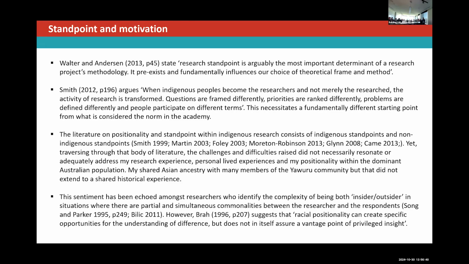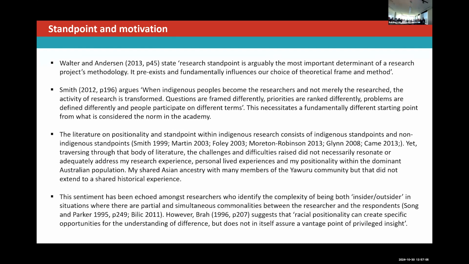But as I was working through my PhD, looking at the various literature on standpoint, none of it really spoke to me, because on the one hand, it came from an Indigenous standpoint, but there was also a large body of literature which talked about non-Indigenous standpoint, but from a Western lens. And so, me as a migrant to Australia, I was really trying to think, well, that didn't really speak to me as a non-Indigenous standpoint.